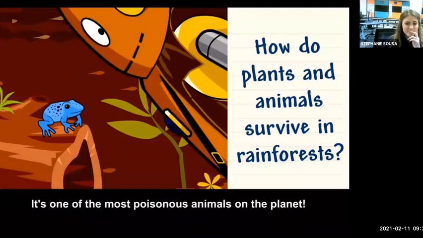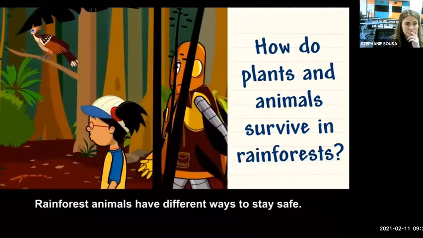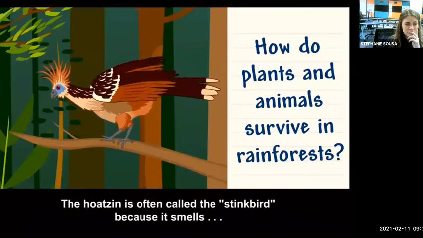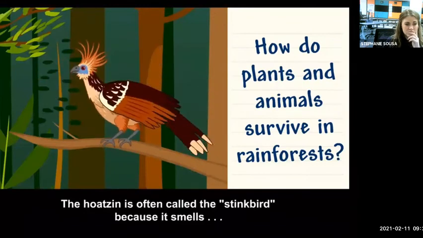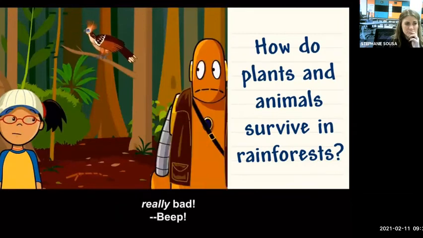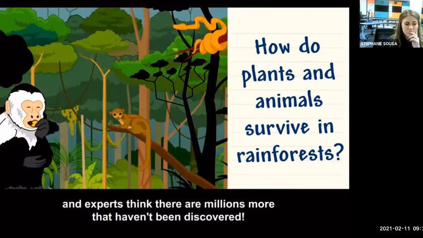It's one of the most poisonous animals on the planet. Rainforest animals have different ways to stay safe. The hoatzin is often called the stink bird because it smells really bad. Tons of plants and animals live in the rainforest, and experts think there are millions more that haven't been discovered.